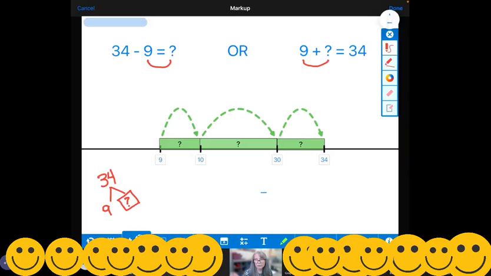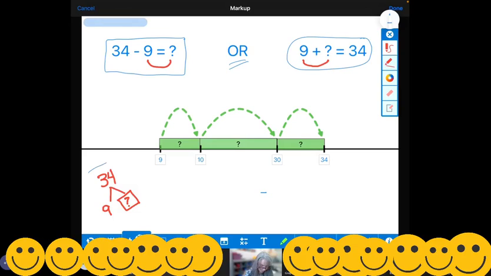Even if we have a fact family that involves two-digit numbers, we can still use that same principle and turn a subtraction problem into an addition problem. So that's what I have here on the screen. I have my subtraction problem, 34 minus 9 equals question mark. But I could turn that into an addition problem and say, if 34 minus 9 is a fact, then I could turn it around and say 9 plus what would get me to 34.